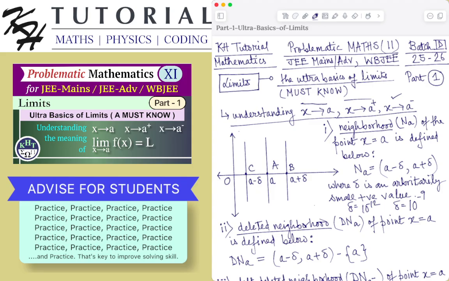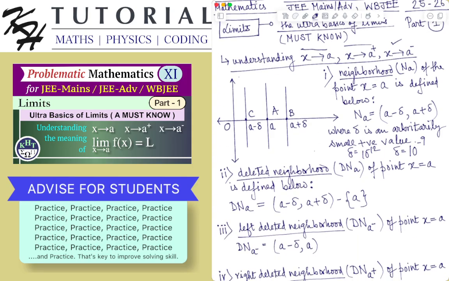Okay. Now, what is the deleted neighborhood of point x equals a? I am denoting it with DNA. I don't know whether in mathematics a deleted neighborhood of point x equals a is actually denoted by DNA or not. This is my convention, just for the sake of discussion. So DNA is the deleted neighborhood of point x equals a.